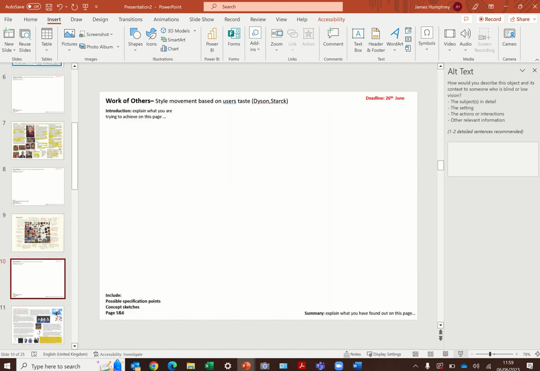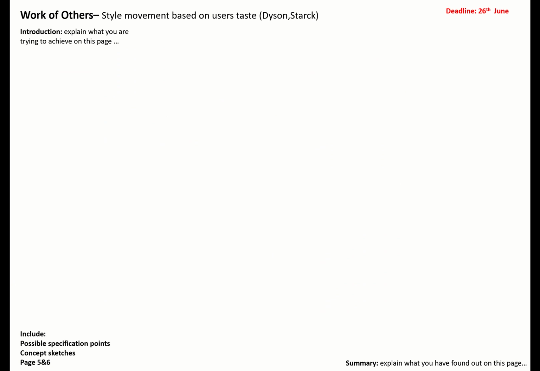All right, let's have a look at this. The work of others, style movement based on Dyson, for example, a company, or Stark. Now, the strongest work here will have one page based on a designer and one page based on a company. And of course, that is informed from your mood board.